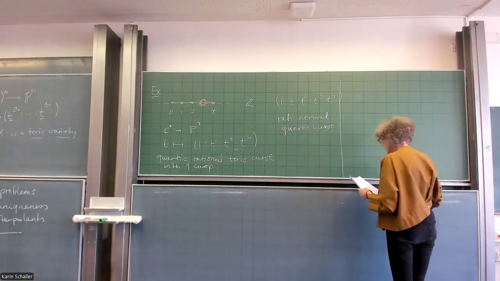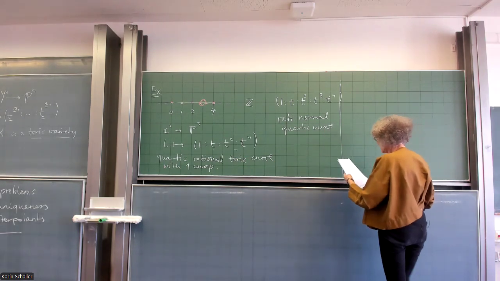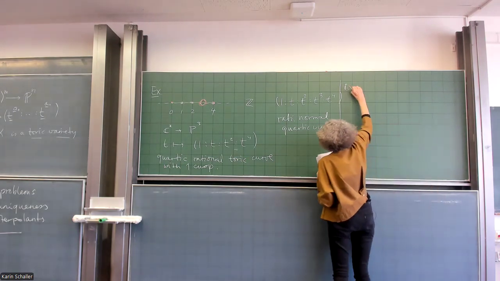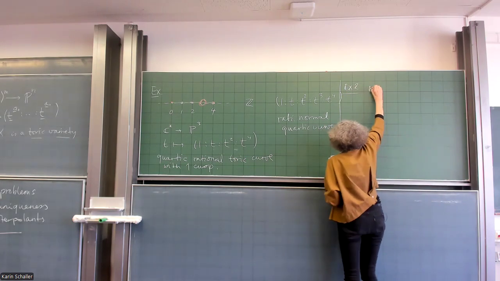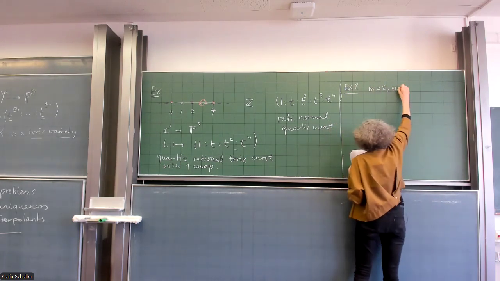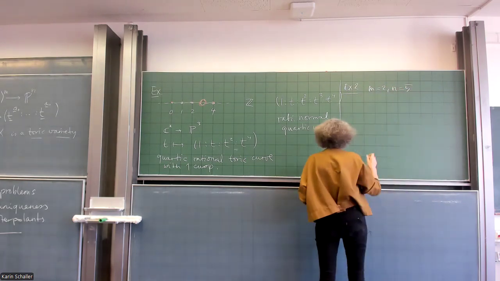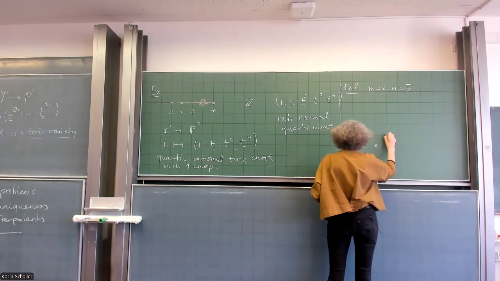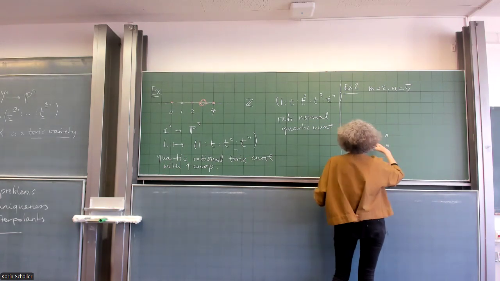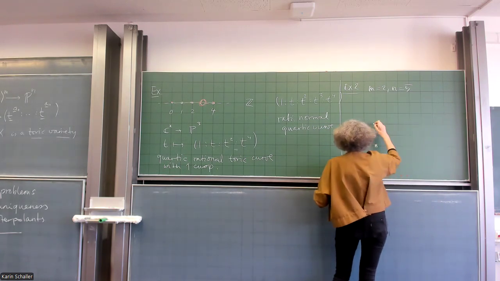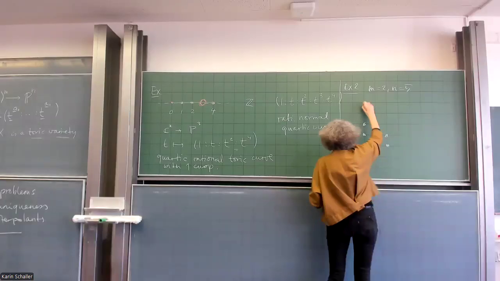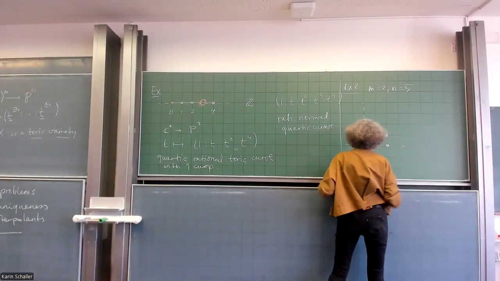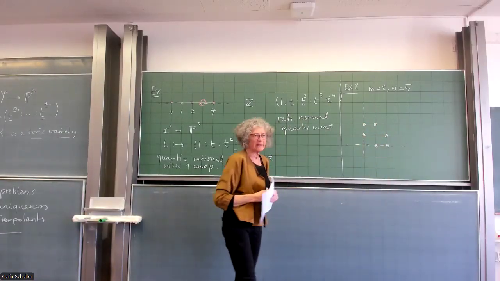I'll give you one more example. So now I'll do m equals 2, m is 5, and I will take 1, 2, 3, 4, 6. So these are my 5 points.